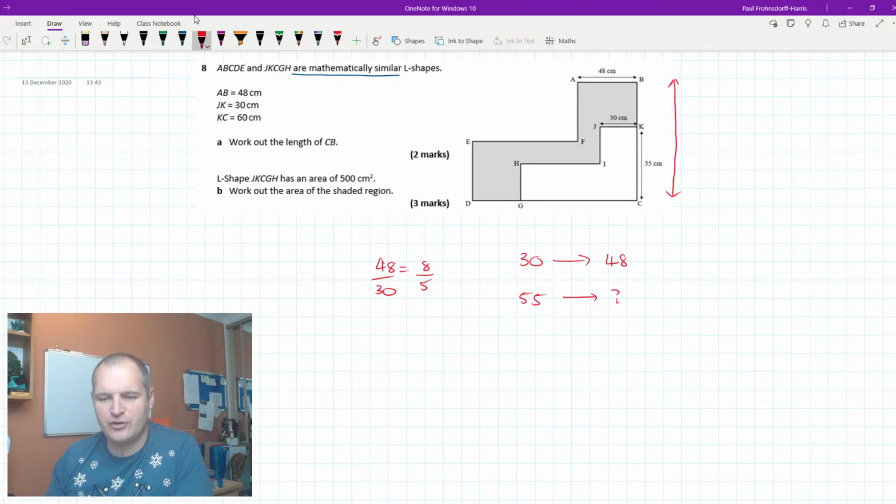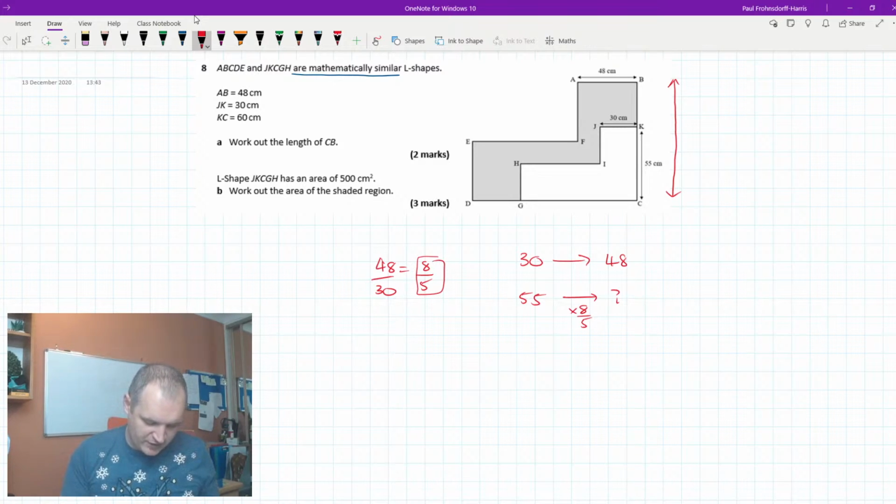So what I have to do is now times that by 8 over 5 because the scale factor has to be the same. I got the scale factor by dividing, and remember you're allowed a calculator for these now. So 48, let's just check it. 48 divided by 30, and it says in my calculator 8 over 5 or 1.6. You can use times 1.6, that's also true.